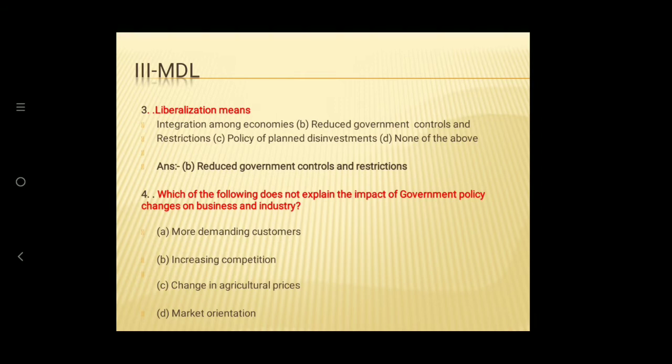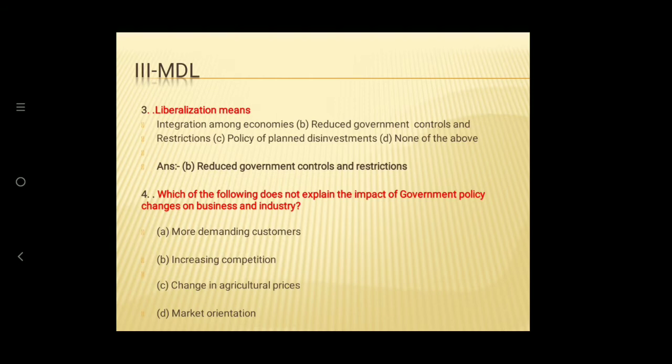Liberalization means option A, integration among economies, reduced government controls and restrictions, policy of planned disinvestments, and none of the above. Actually, liberalization is related to reduced government controls and restrictions. Option B is the right answer. But option A, integration among economies, this is related to globalization. To the question globalization, you can mention this for the 1 mark. What is globalization? Integration among different country economies.